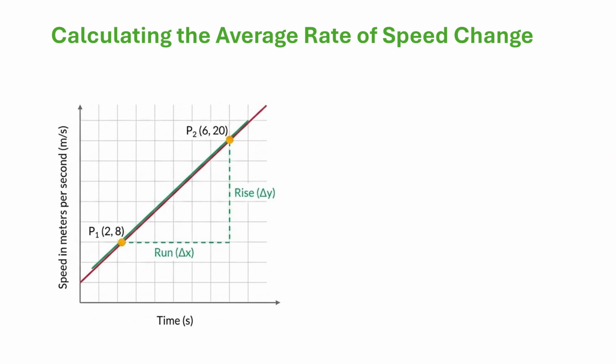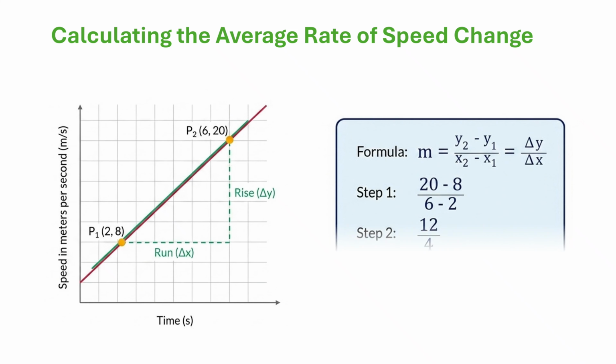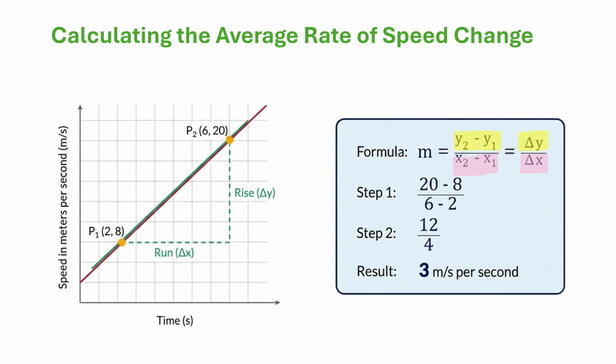Suppose the car travels with a uniform increase in speed, gaining 12 meters per second in every 4-second interval. Divide the change in speed by the change in time, and the average rate of speed change is 3 meters per second per second. Easy enough, but here's the problem.